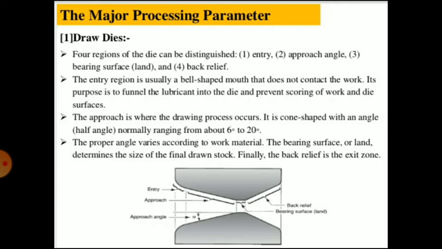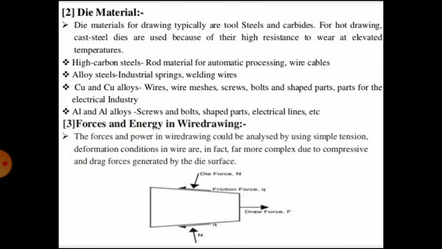The bearing surface or land determines the size of the final drawn stock. And finally, the back relief is the exit zone. So these are some important elements of the drawing die. Then the die material. Generally tool steel and carbides are used as a die material. High carbon steel, alloy steel, Cu and Cu alloy are used for wires. Aluminum and aluminum alloys are used for screws and bolts, shaped parts, electrical lines.